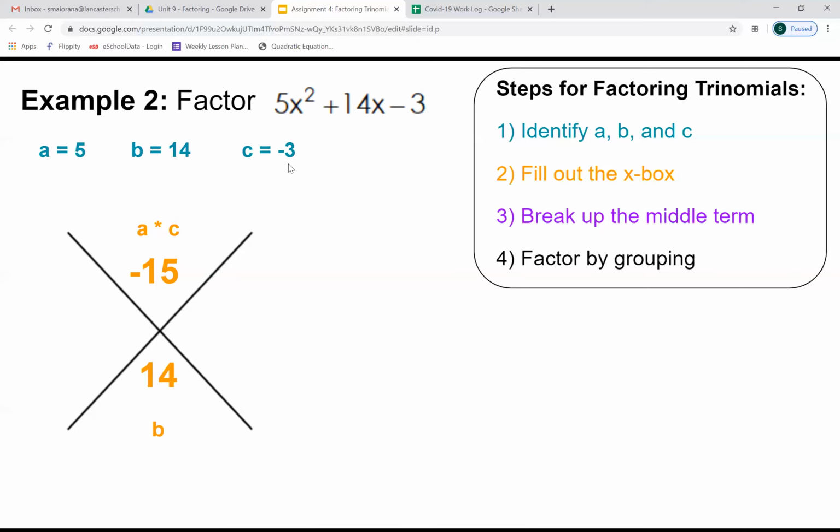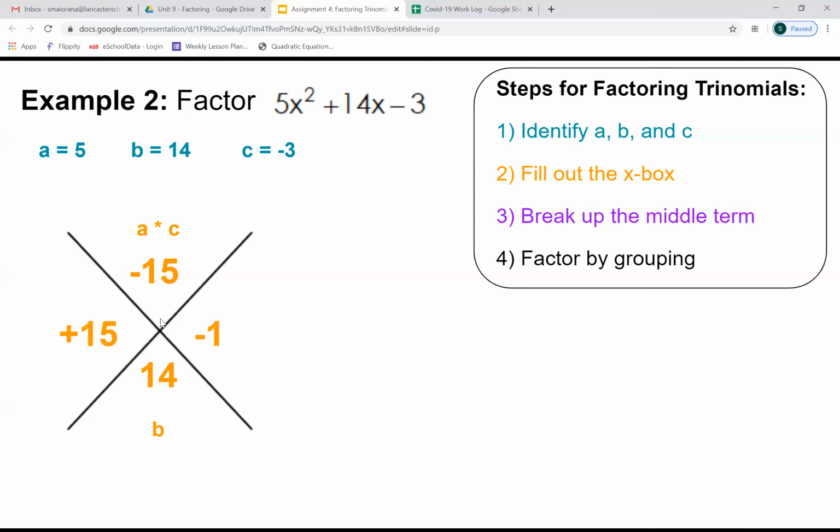So now to play the x game, I want two numbers that will multiply to a negative 15, but add to a positive 14. So the two numbers that do that are positive 15 and negative 1.